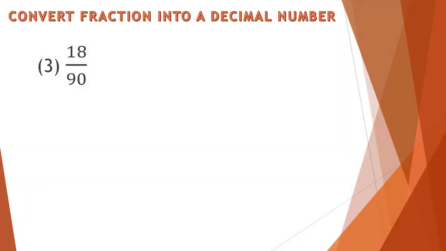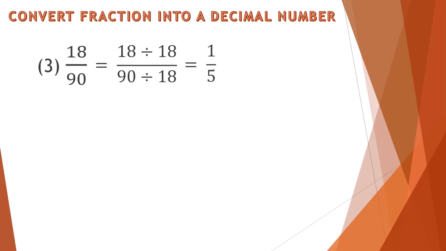Let us solve one more question. Question number 3. Convert 18 upon 90 into a decimal number. Look at the question. 18 upon 90 is not in its lowest term. So first we find the lowest term of 18 upon 90. See, the numerator and denominator, both the digits are divisible by 18. So divide 18 upon 90 by the same number 18. 18 ones are 18 and 18 fives are 90. So we get 1 upon 5, which is the lowest term.